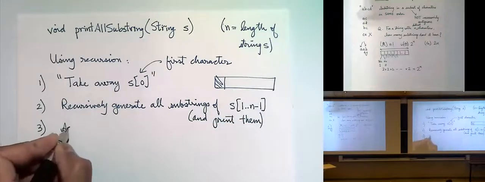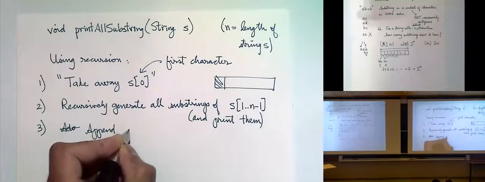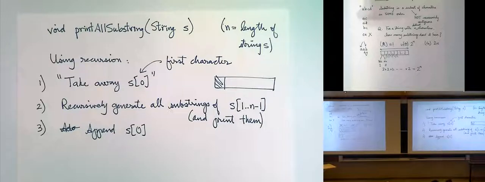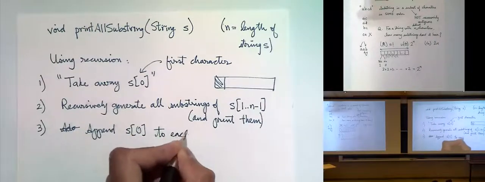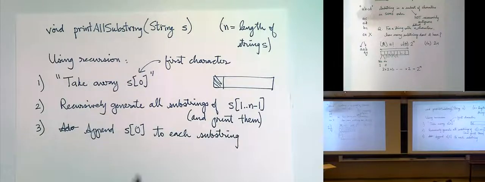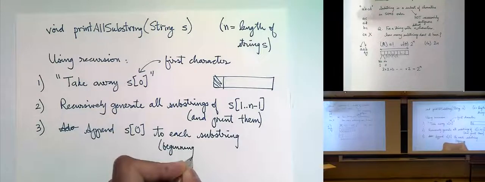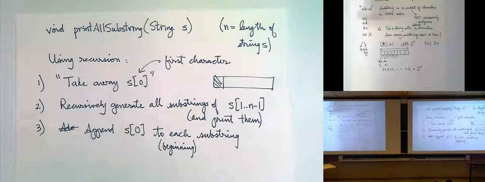Then, or technically I should say, append S0 to each substring. So append to the beginning of each substring. And then print. Yeah, does this make sense?